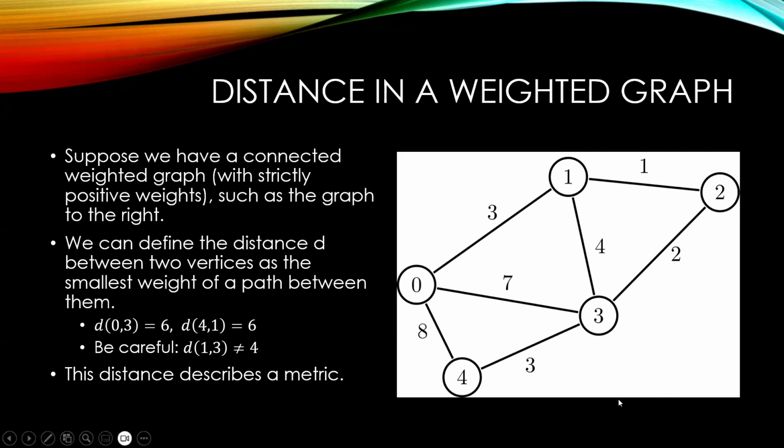The distance from 4 to 1 would be something similar. To get from 4 to 1, we would probably go 3 to 1, and 3 plus 2 plus 1 is going to give us 6 as well. Be careful, the distance from 1 to 3 is not 4. Even though you see the 4 here, the distance from here to here is actually 3: 1, 2, 3. And so this distance does describe a metric.